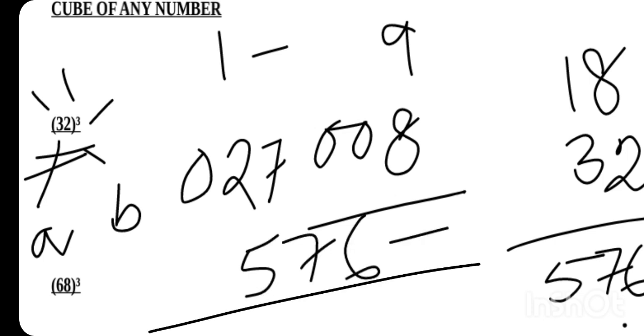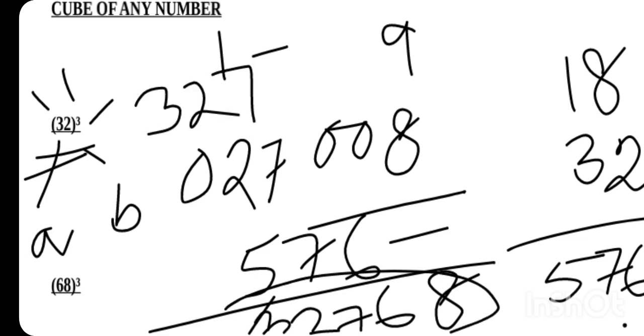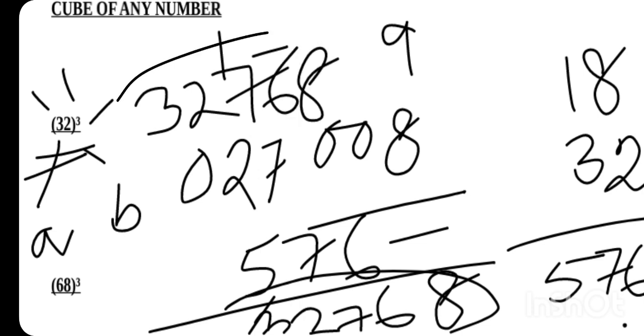Now simply add those and you will get the result. So 8, 6, 7, 2 and 3. Okay. So this is your number, that is 3, 2, 7, 6, 8. Okay. This is the result.